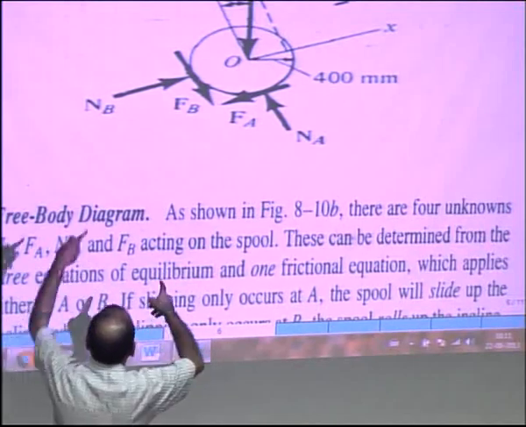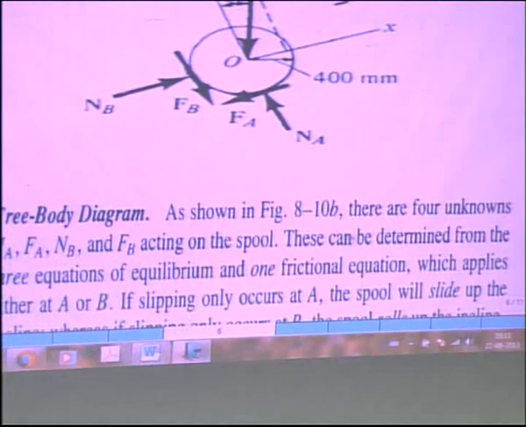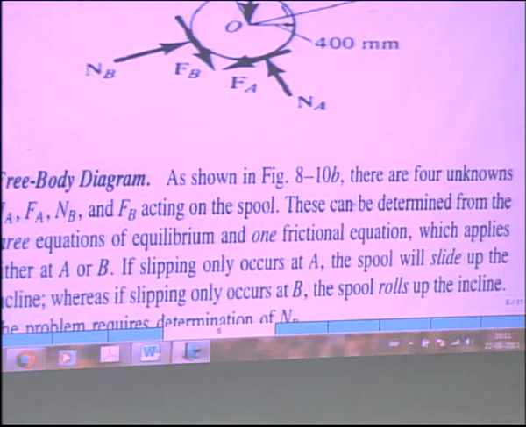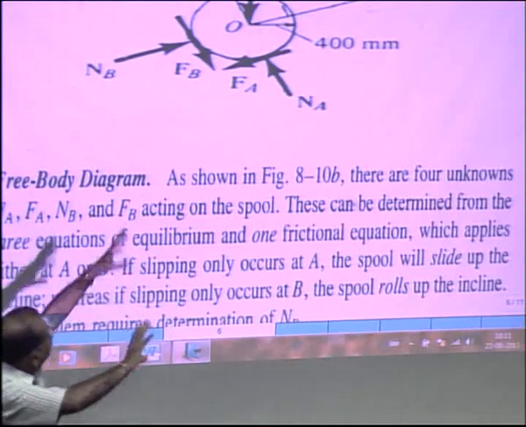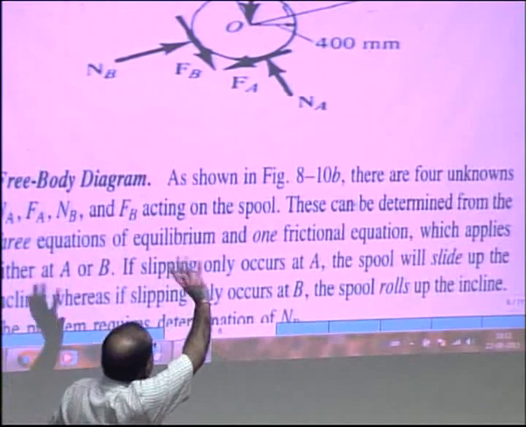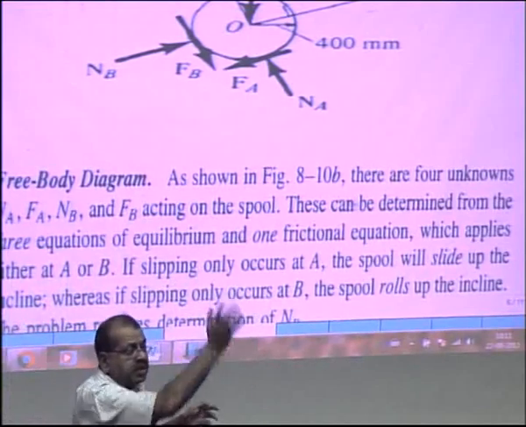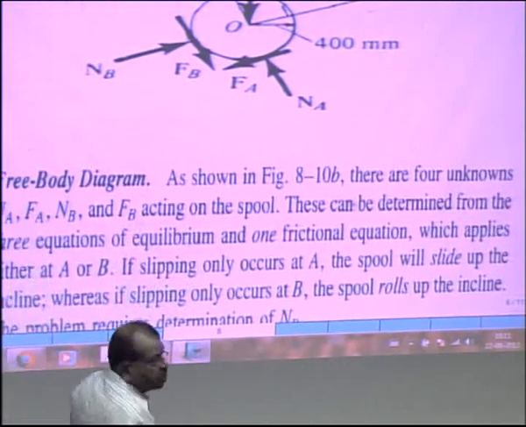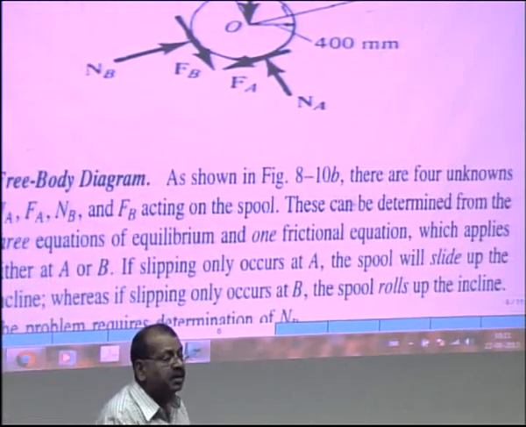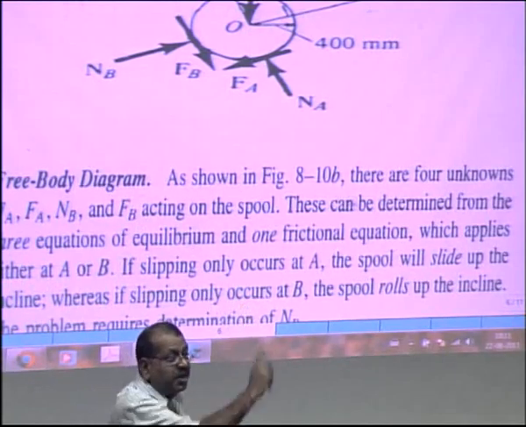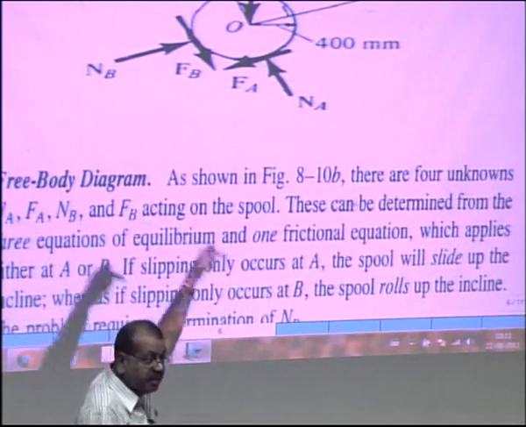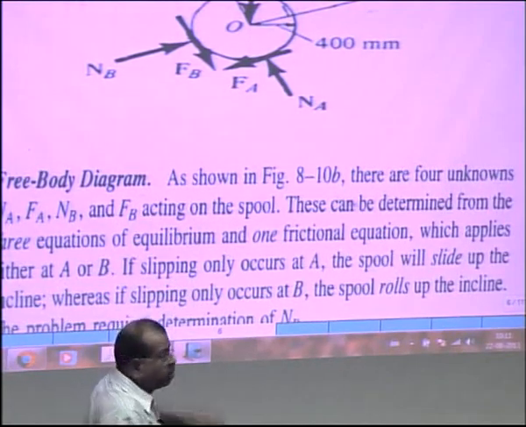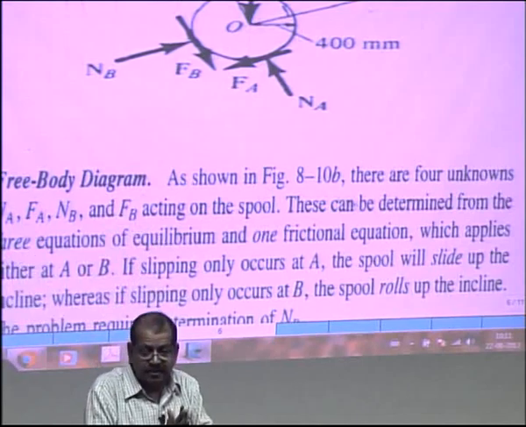If it is rolling up about point A, that means then how will it move? It has to move clockwise if it is rolling up about A. If it is moving clockwise, what happens to the direction of velocity of point B? Velocity will be upwards. So, that is why then the friction on point B will be in the downward direction as shown here. Okay. So, this is how we get the directions of friction.